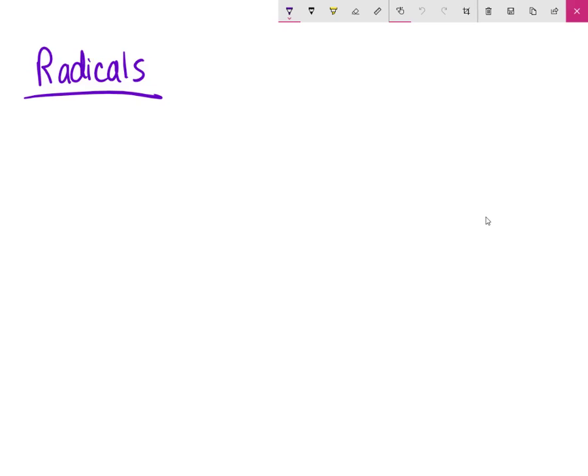So in this video, we're going to talk about radicals. Did you know that radicals are actually the opposite of exponents? An exponent, I'm sure you've seen this before, 3 squared. The 2 will be the exponent. And 3 squared is the same as 3 times 3. And when we simplify that out, we get 9.